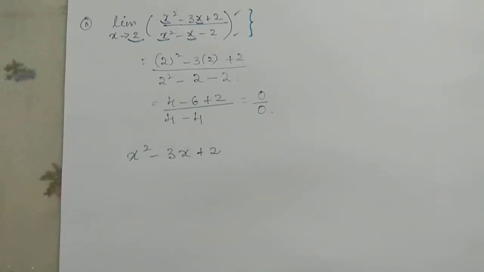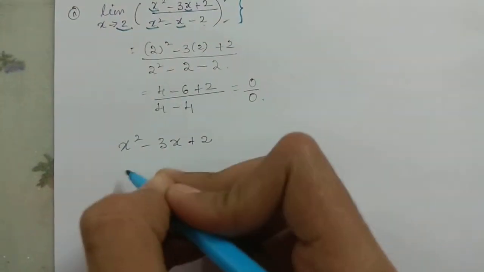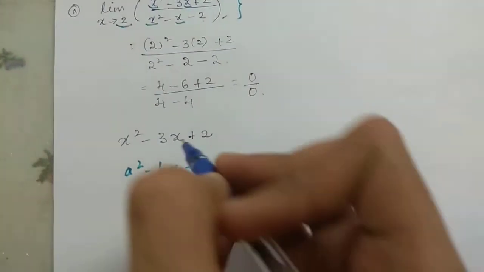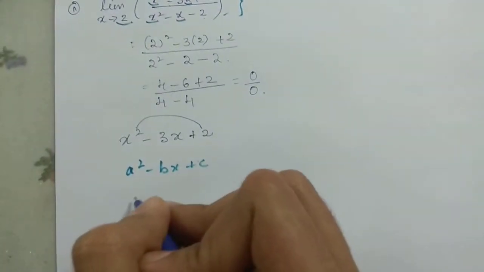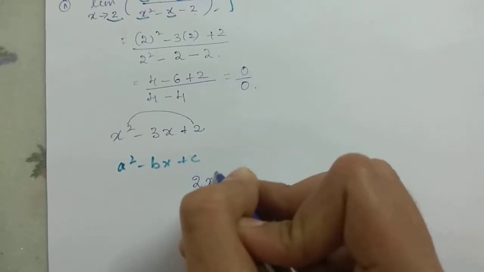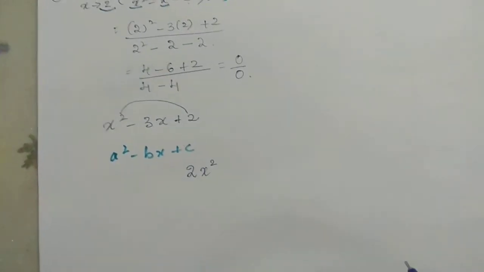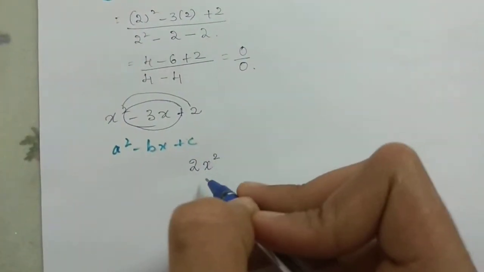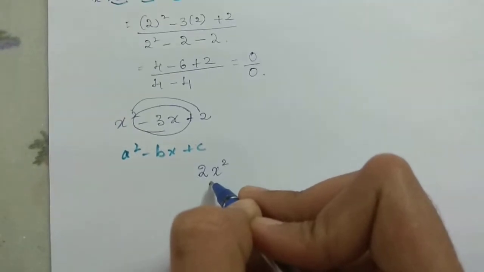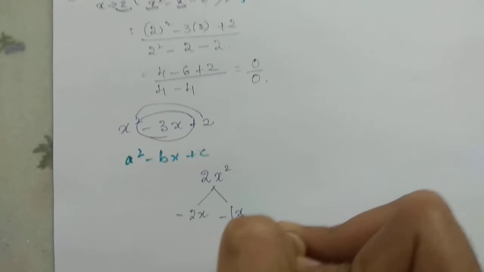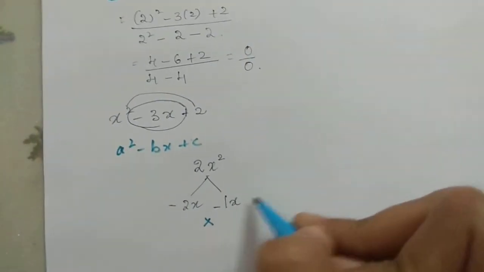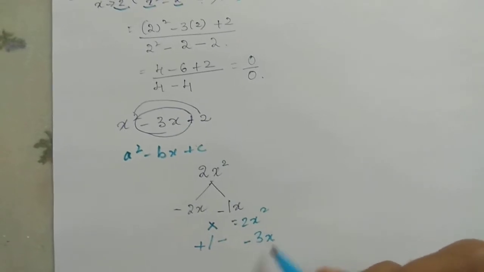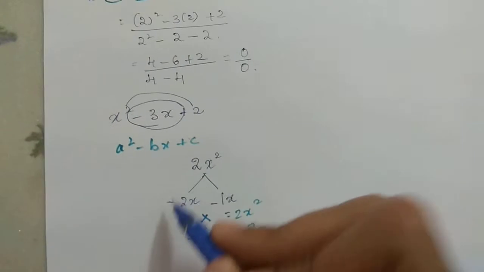So I hope you all know factorization. This is of the form a x square plus bx plus c, where you factorize the question by first multiplying 2 into x square, that is c into a x square. So this becomes 2x square. Now this 2x square has to be split in such a way that when you add or subtract them, your answer should be minus 3x, and whenever you multiply them, your answer should be 2x square. So if I split them as minus 2x and minus 1x, whenever I multiply them, my answer would be 2x square, and whenever I add them, my answer would be minus 3x. So therefore, my two factors would be minus 2 and minus 1.